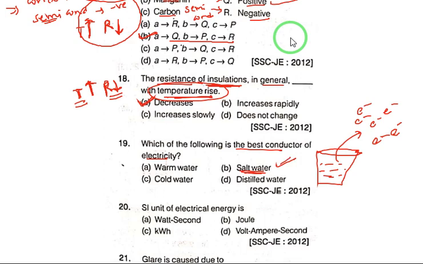But distilled pure water, if you consider, won't act as a conductor. It just acts as an insulator only. It won't allow any current through it. Only salt water acts as the best conductor here, because impurities will be present here.